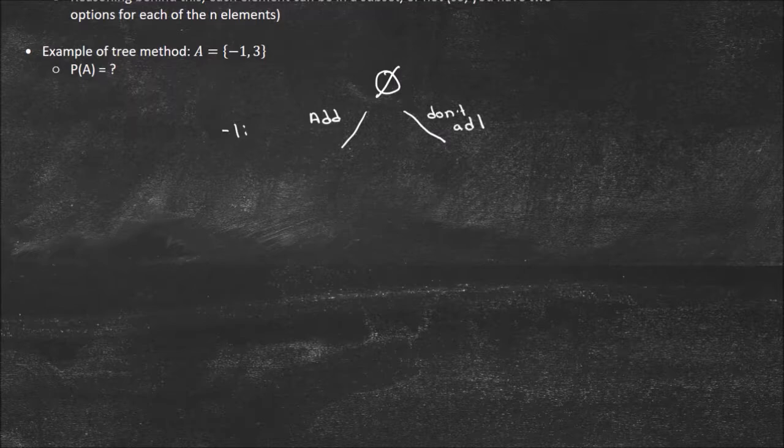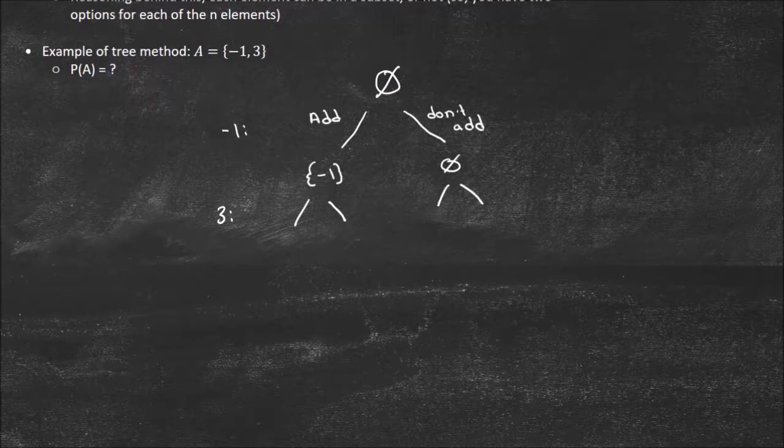So if I add -1, I now have the set containing -1, right? Because I don't need to write the empty set, it's basically implied. And if I don't add it, I have the empty set. Okay, so now I have the next row, which is going to be the 3.